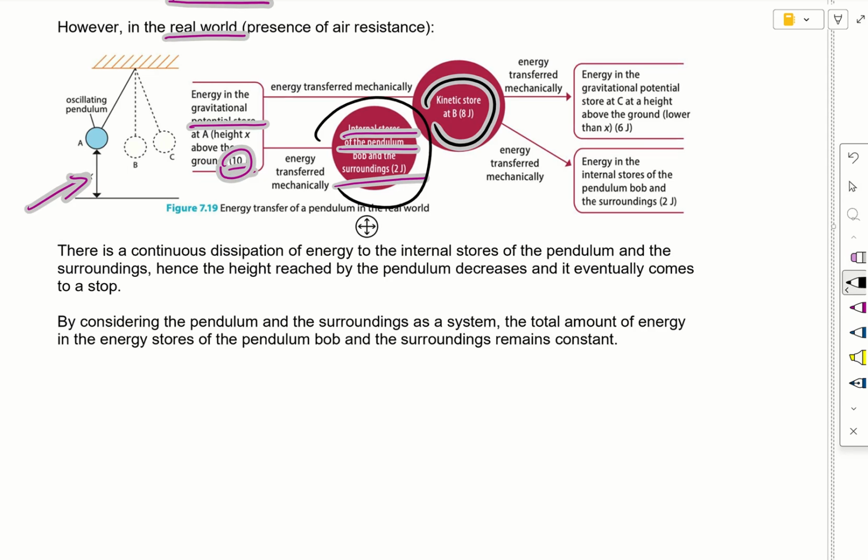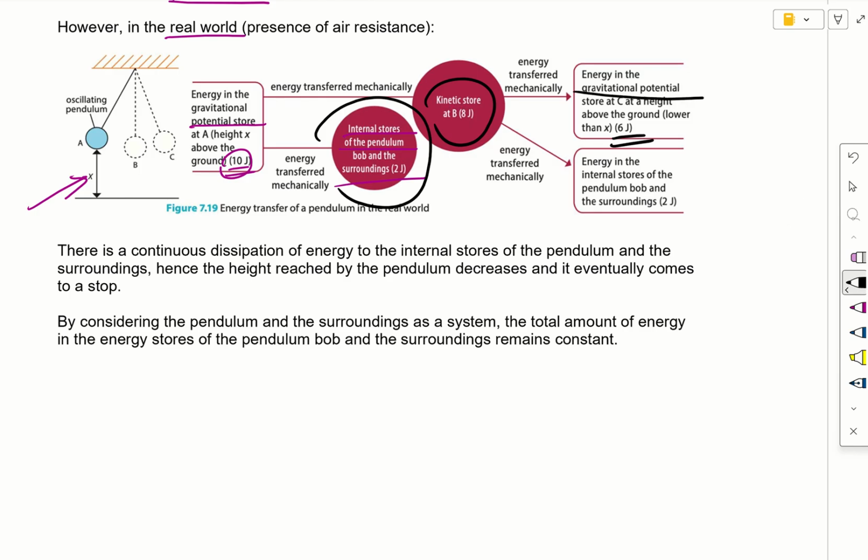and from B to C we will see that, let's say we also have the same energy that's being transferred mechanically to the internal store of the pendulum and the surrounding. So again, we just minus these 2 joules. We will actually end up with a lower energy in the gravitational potential store for C. So 8 minus 2 will become 6. And if we were to continue, then it will go from C to B. So again, from 6 joules, it will become 4 joules.